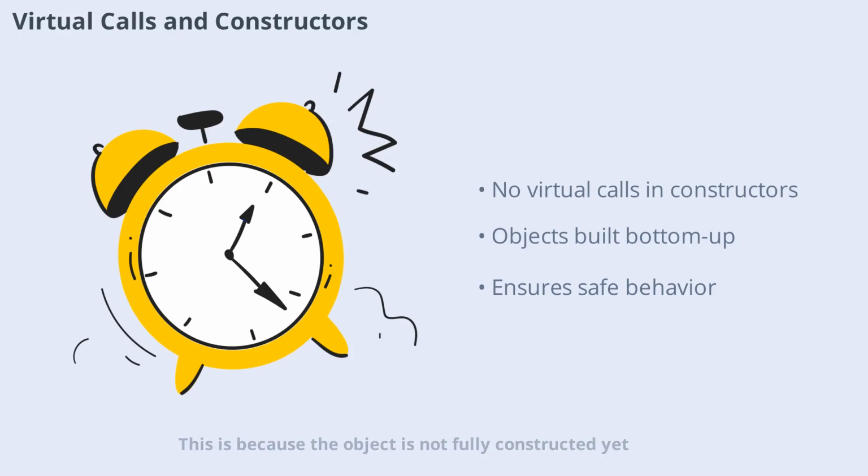This is because the object is not fully constructed yet, and calling a virtual function could lead to unexpected behavior. Objects in C++ are built from the ground up, so virtual calls are only safe after construction is complete.